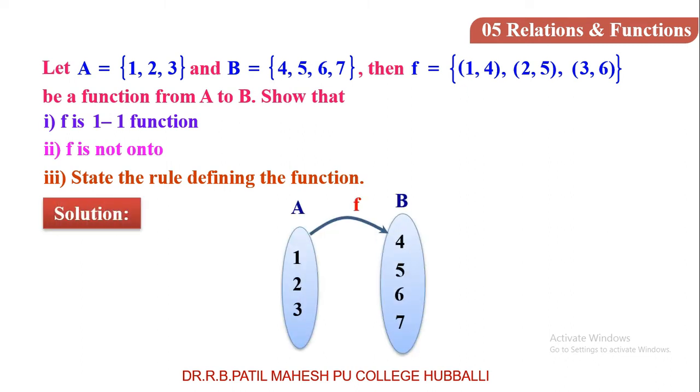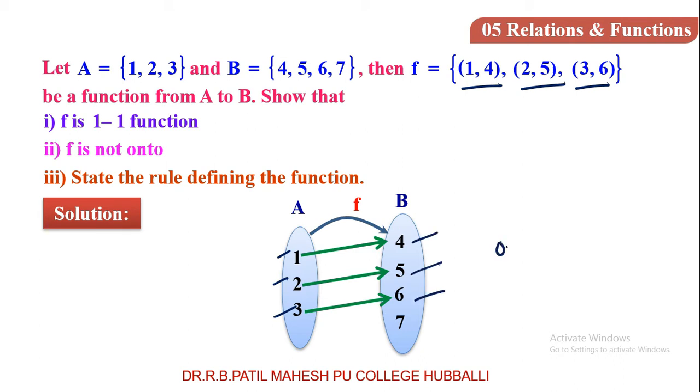Let me draw the arrow diagram of this function from A to B. You can observe (1, 4): 1 is related to 4. (2, 5): 2 is related to 5. (3, 6): 3 is related to 6. You can observe, students, different elements in the domain have different images in the codomain. Therefore, this function is called one-one function. Hope you understood. This is the domain. This is the codomain.